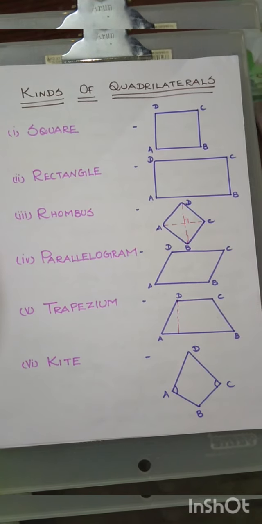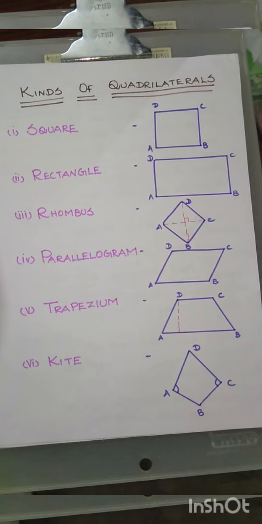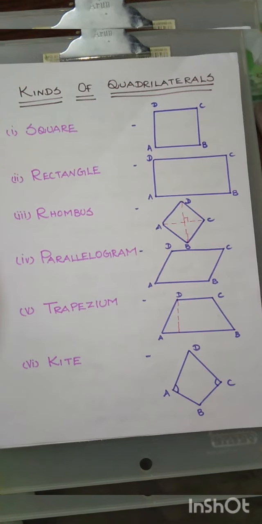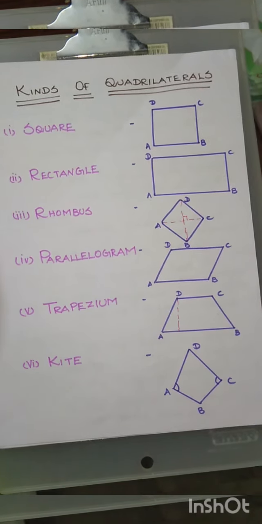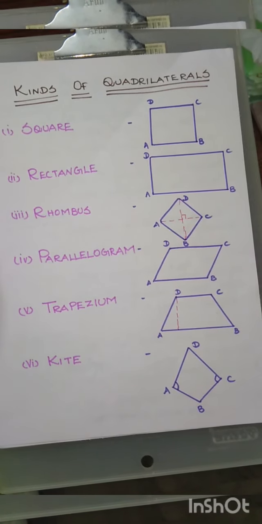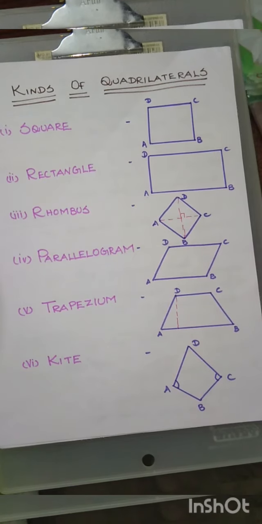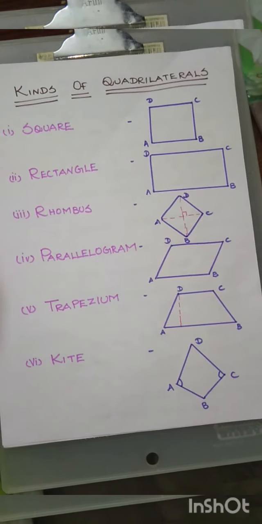I think you know about quadrilateral. A quadrilateral is a four-sided figure. We have some four-sided figures. What are the figures? The first one is square, rectangle, rhombus, parallelogram, trapezium, and finally kite. Now I am going to explain the properties of these four-sided figures.